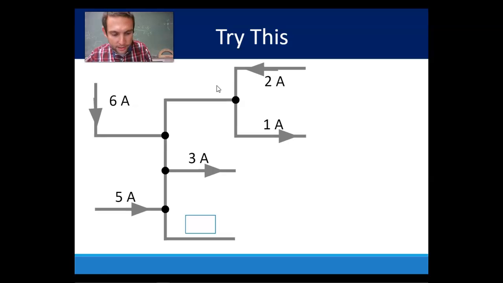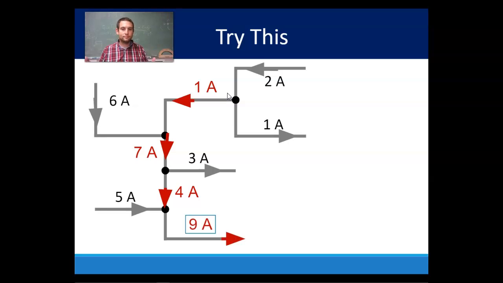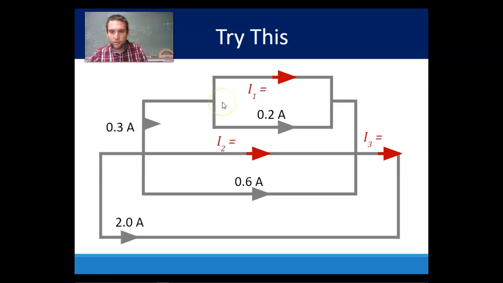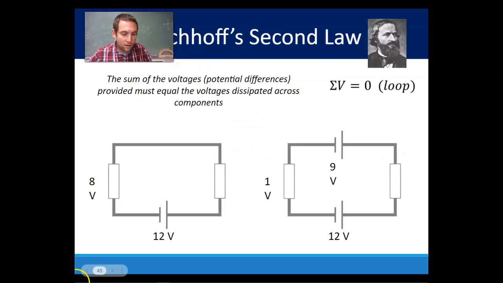Try this. Pause it. Try it. There you go. Try this one. Find current. Well, this time, current 3 is what we're looking for. Pause it again. There you go. Super easy math, right? Second law, we'll deal with that in the next video.